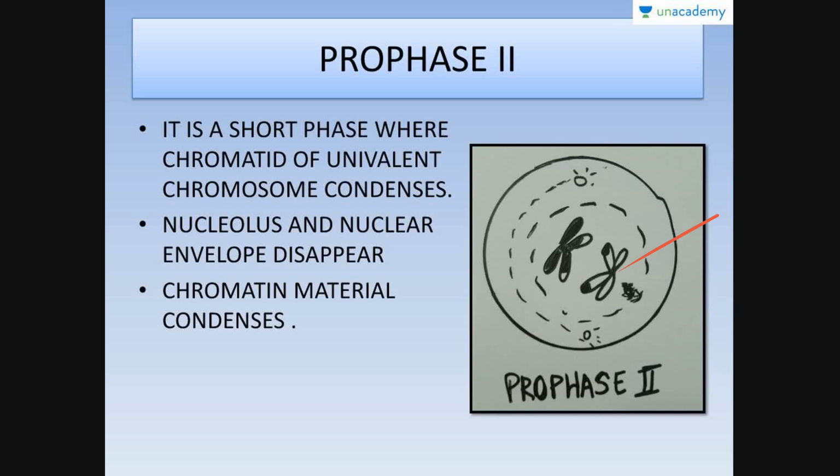So these univalents would condense. For the process of meiosis 2, they start condensing up. The nucleolus and the nuclear envelope again disappear and the chromatin material also condenses.